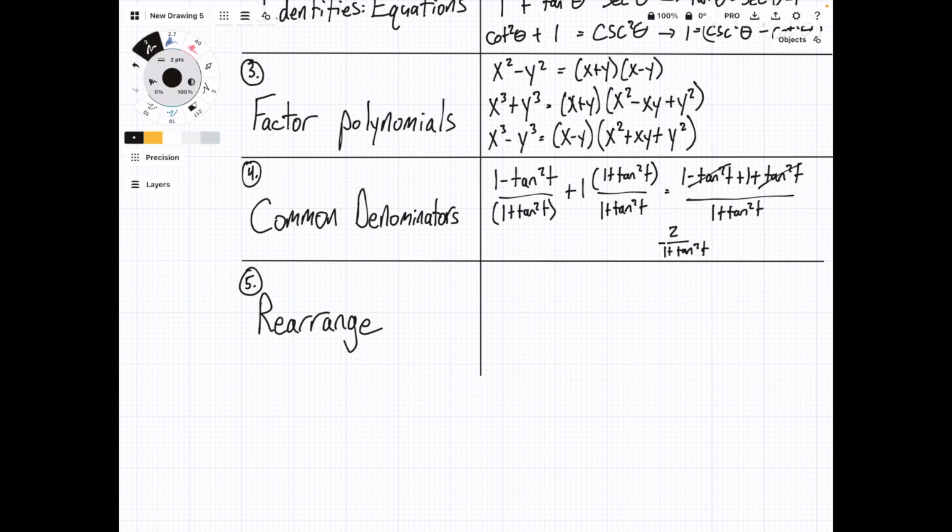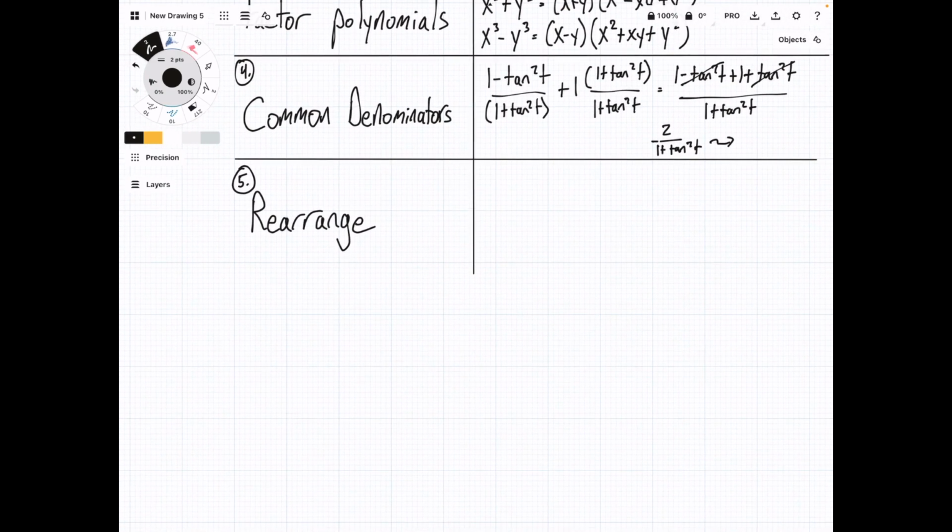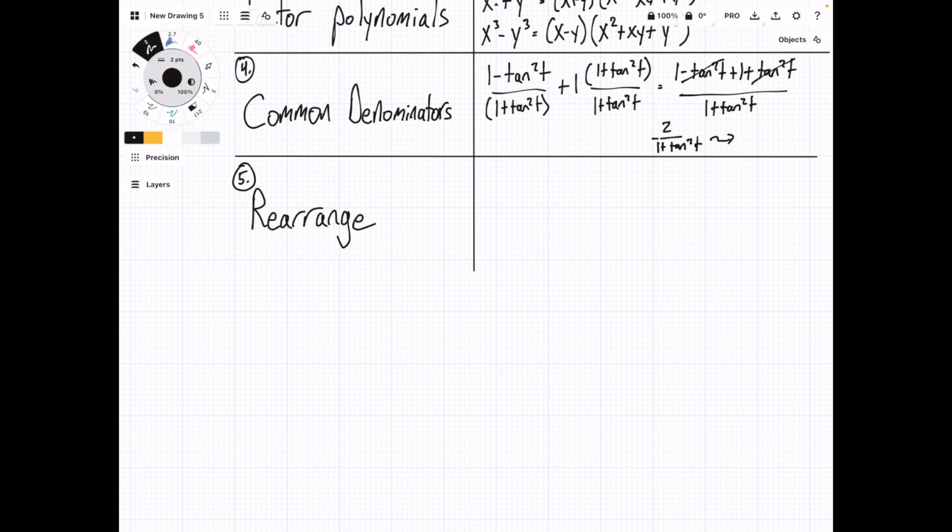This will be tan squared t, and then you could figure out something else. So finding a common denominator, definitely useful tip. And then 5, this one's not as strict, or there's not really a rule of thumb to follow, but sometimes just rearranging the equation that you're looking at can help you figure out what you're supposed to do.